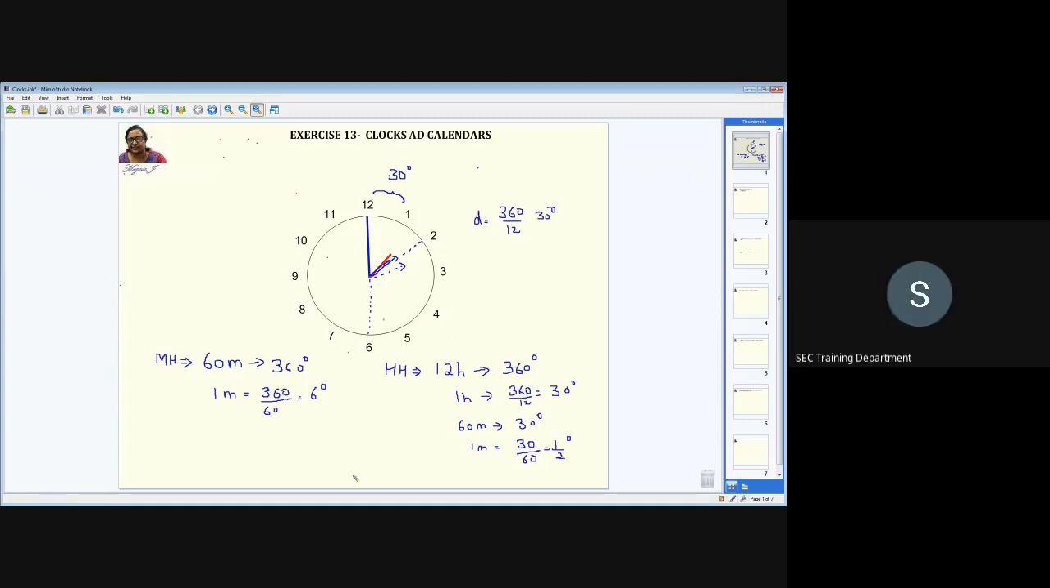These three are most important. I'll just mark this. The three things which you have derived here, the whole of this clock calculation, you will be using everywhere. This is one, and the second one is 30 degrees for every 1 hour, and the hour hand will cover half a degree for every 1 minute. So these are the three formulas required here. Is it clear to everyone?